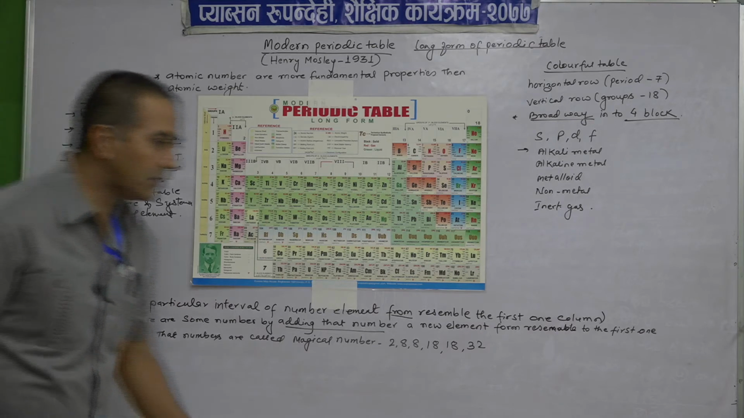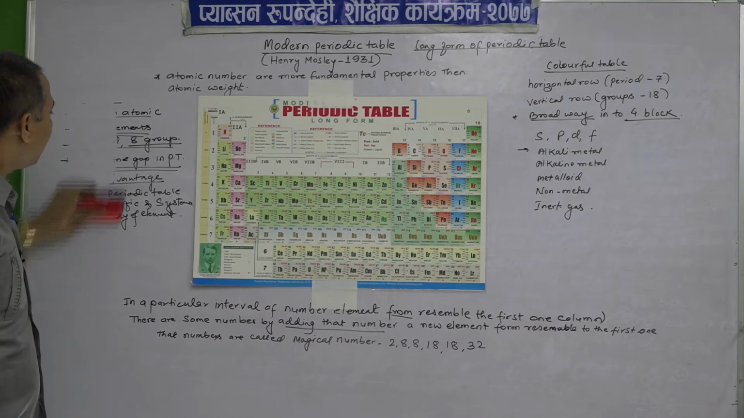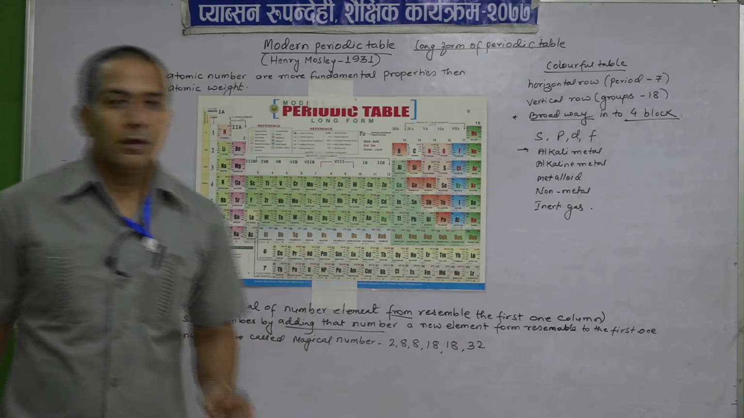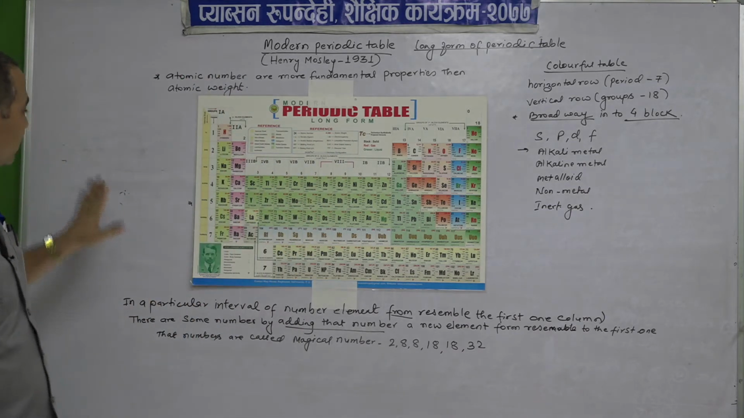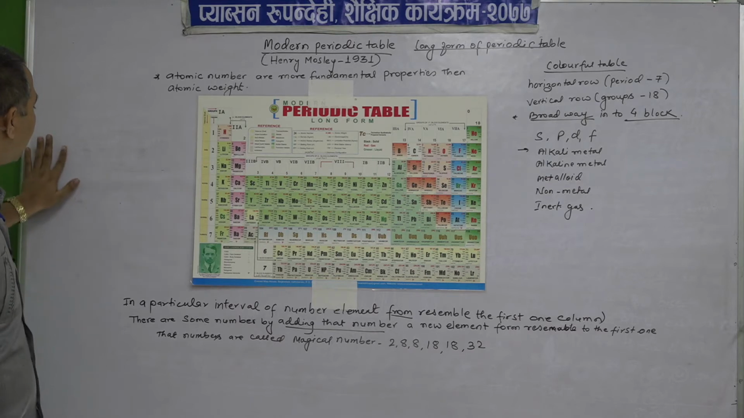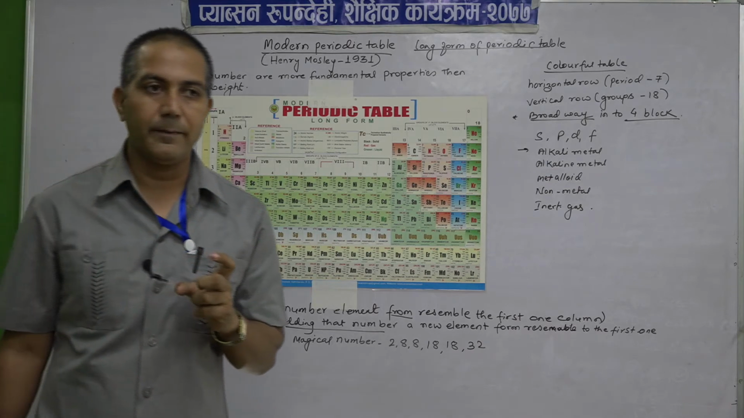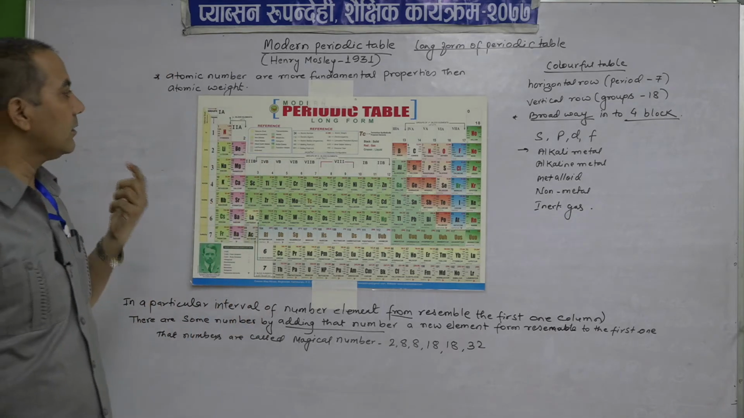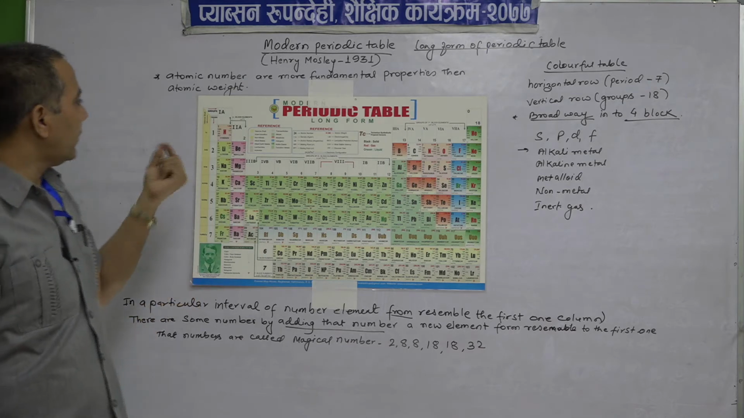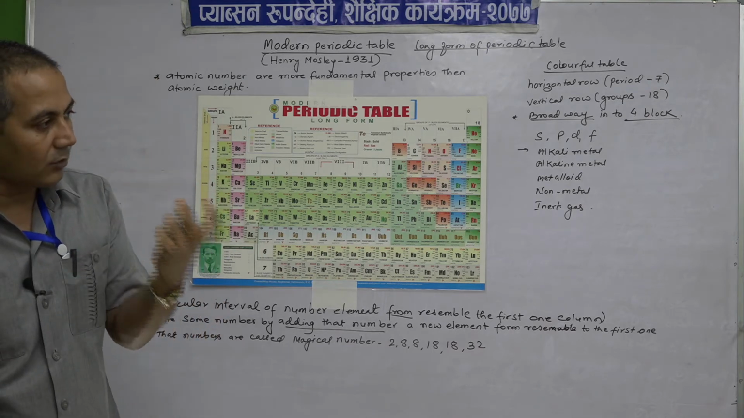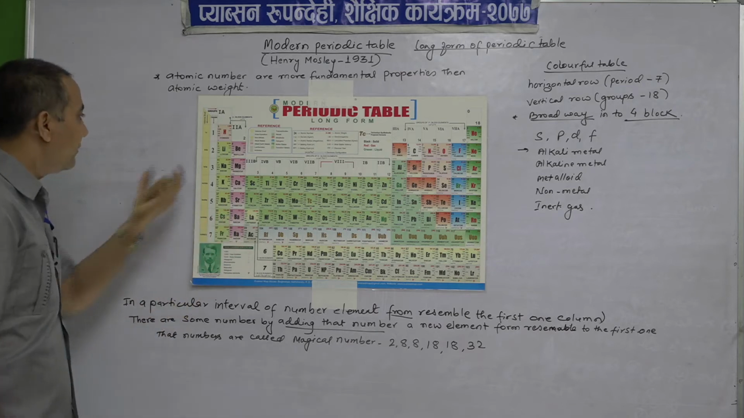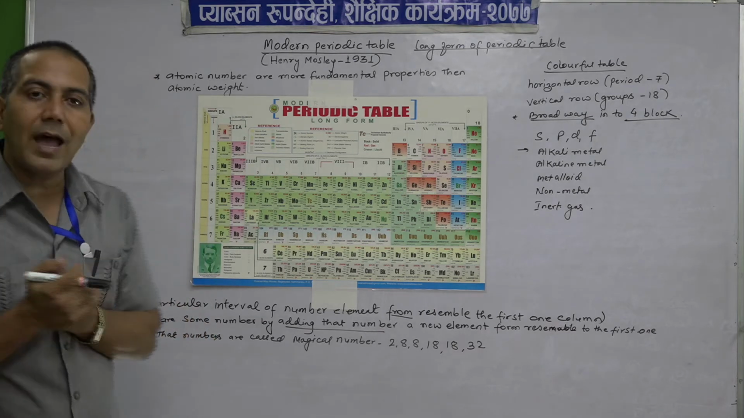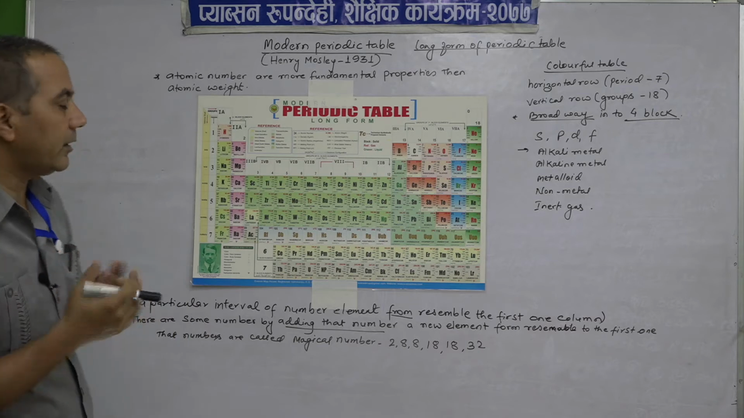Now comes the disadvantages of the Mendeleev periodic table. What were the disadvantages of that table? The first disadvantage was about hydrogen. The position of hydrogen was not clarified. Although it has both halogen properties and alkali properties, he did not explain the position of hydrogen in his periodic table.